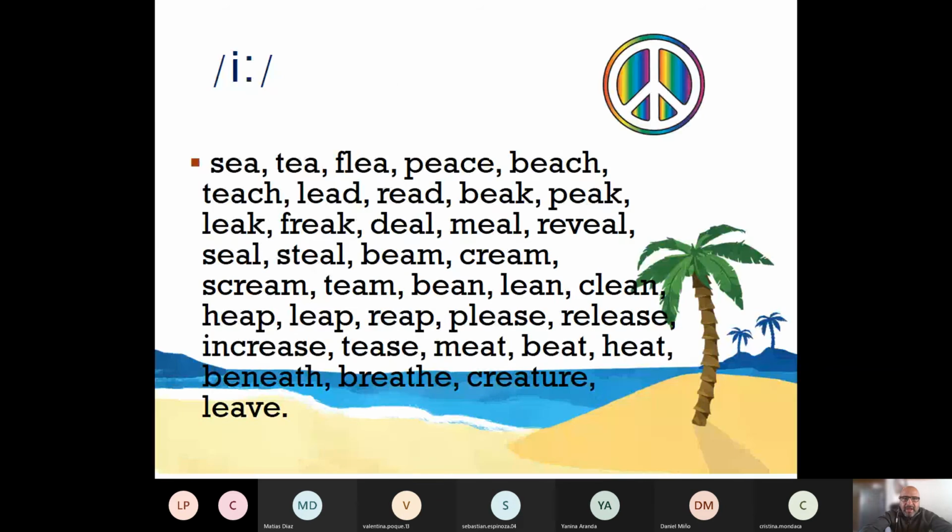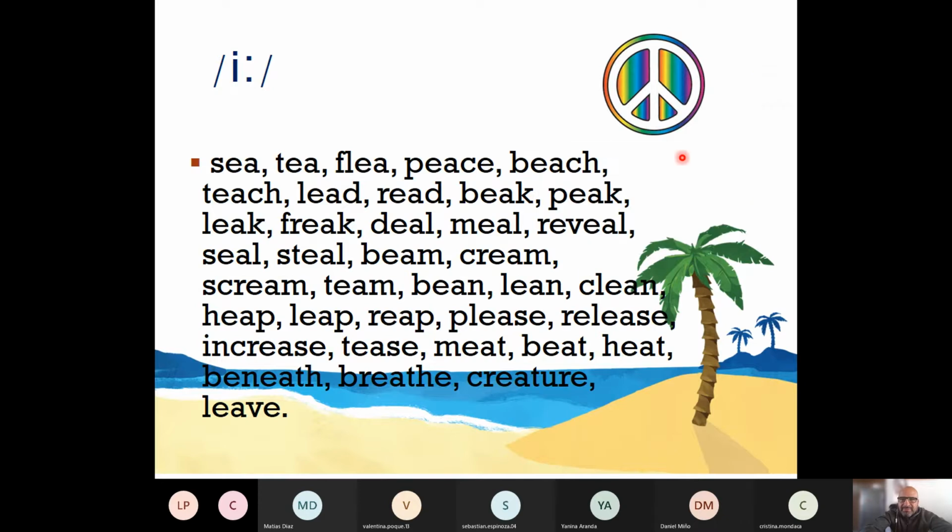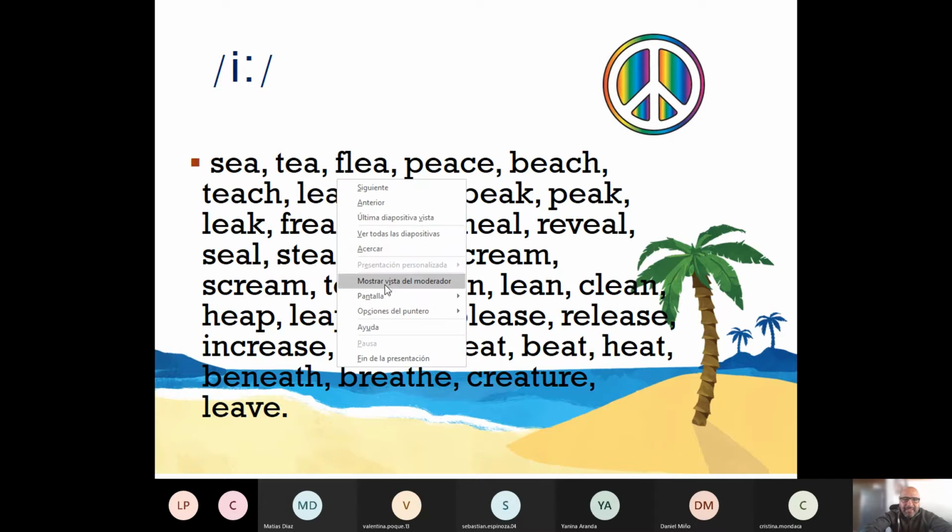I think we covered E, right? Did we practice the sound E? Do you remember practicing the sound E, as in C, T? Yes? Okay. So this sound is E, right? So you spread the lips. The lips are tense, just as if you were smiling, right?